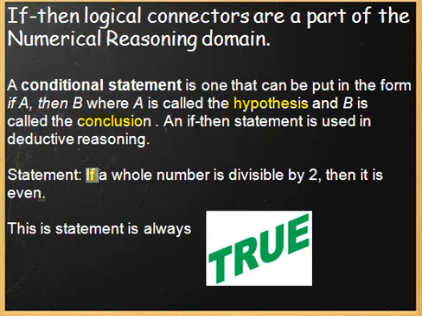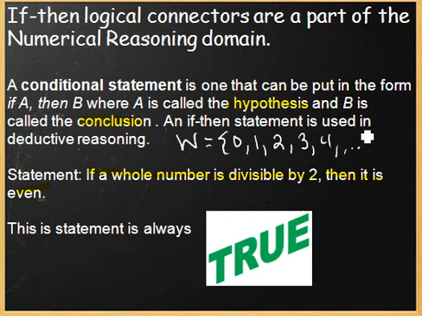For example, the statement: if a number is divisible by 2, then that number must be even. We must remember that our whole numbers are the set of positive numbers including 0. And our if-then statement first has our hypothesis that says if a whole number is divisible by 2, that means our whole number can be divided evenly into 2. We want to know if that means our number is even.